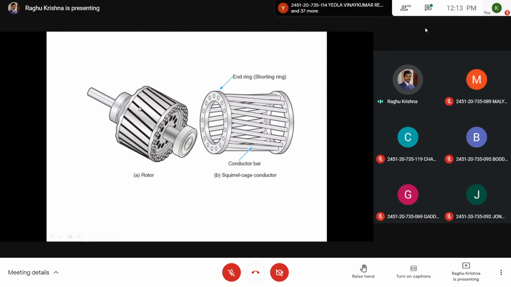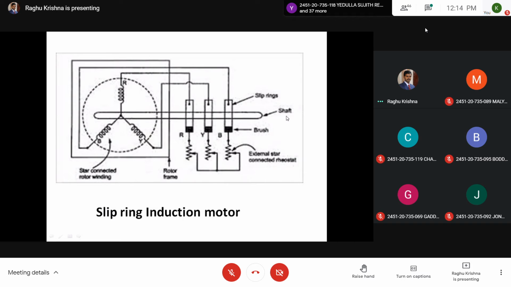You can see slots on the rotor. On the slots you are going to have these conductors, and these are the two end rings of a slip ring induction motor. On the rotor you are going to have a three-phase winding connected in star, and these three lines are brought to these slip rings. The slip rings will be present on the shaft. When the rotor rotates, the slip ring also rotates.